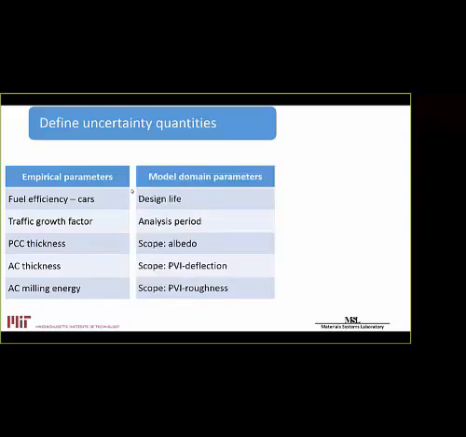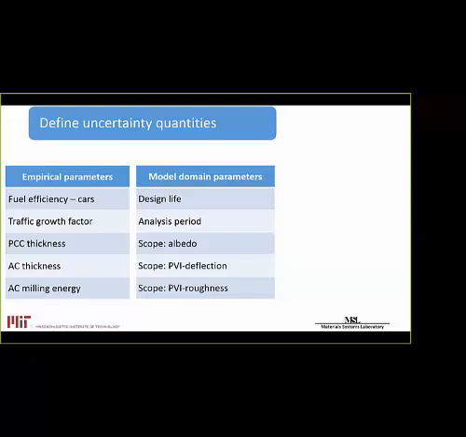However, there are some other things that we consider that are called model domain parameters. So the design life of the pavement is something that a pavement designer chooses. And they basically say, I want this to have a design life of 30 years. And that determines how I design it. But I can choose a longer analysis period, like say 50 years. In which case, at the end of that 30-year design life, there would have to be a major rehabilitation. And so those are just choices that the practitioner makes.